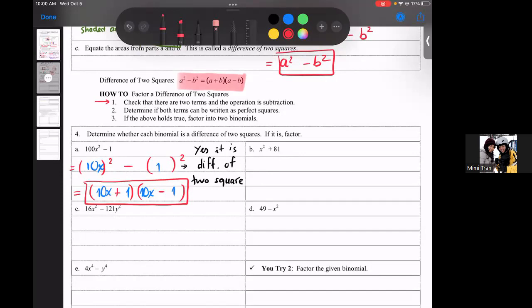I want you to try C first before we try D. Why don't you try C?